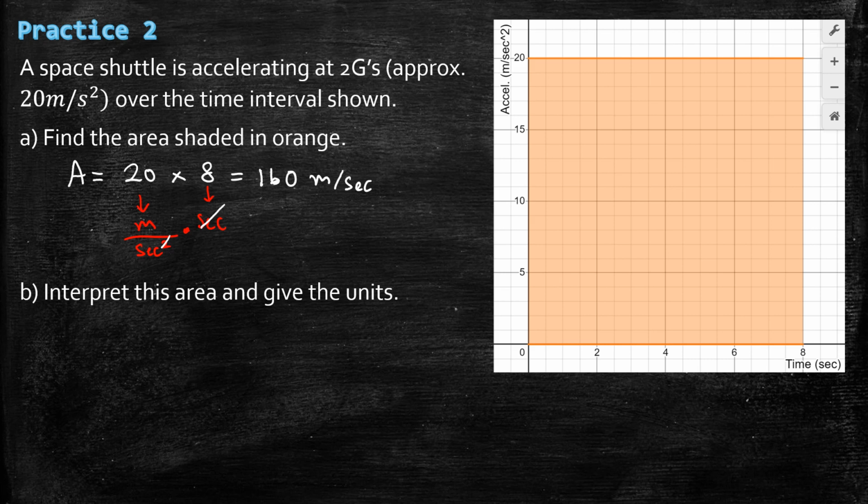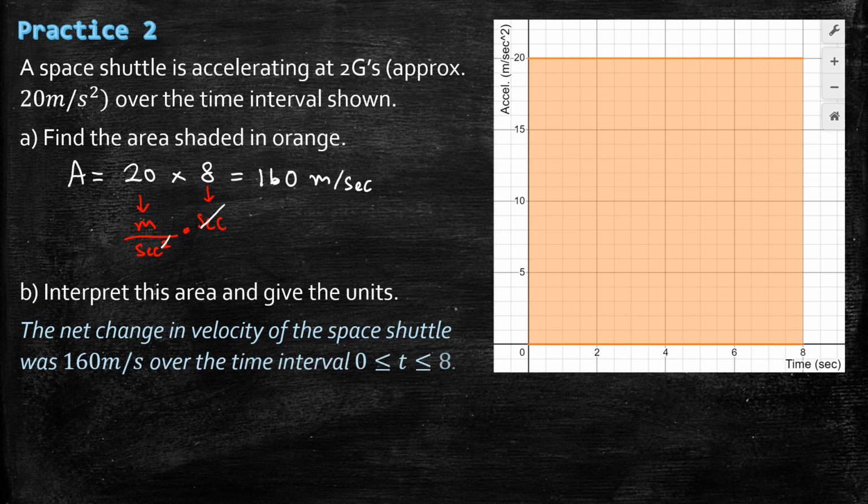Pause the video for a moment to try and work that out, as I will reveal the answer now. So this means that the net change in velocity of the space shuttle was 160 meters per second over that time interval. So that's why the units are so important when considering areas under rate curves. That means that the velocity of the space shuttle increased by 160 meters per second over whatever it was at time t equals 0.